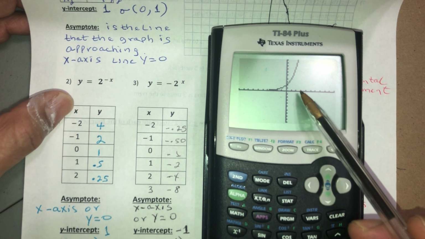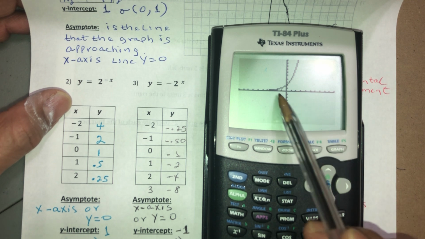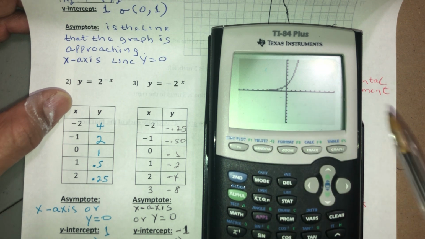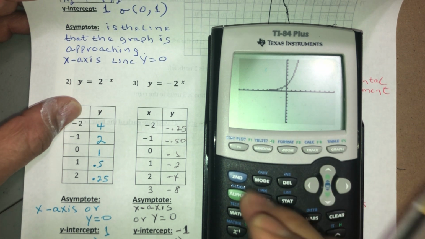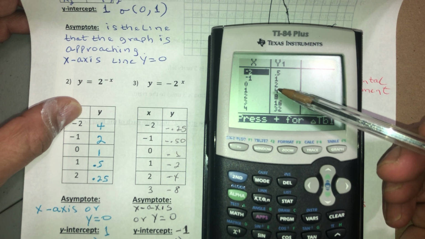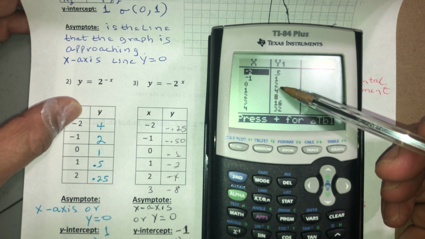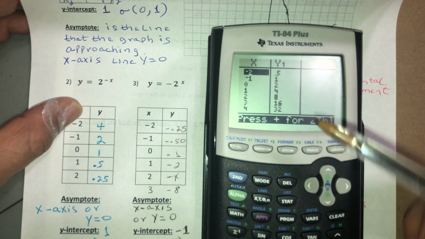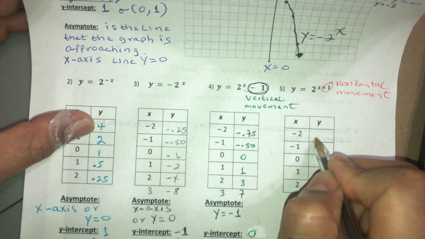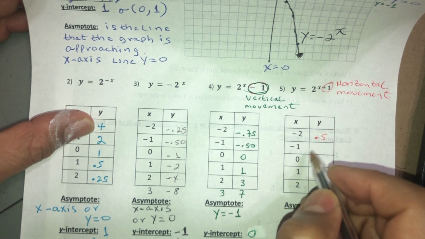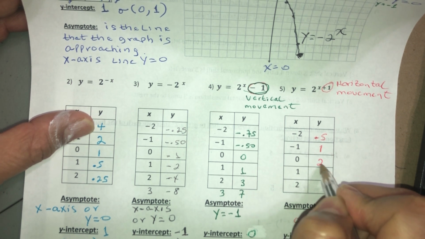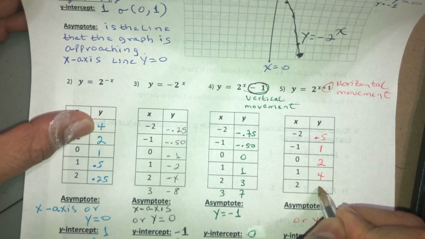You can tell, that's my y-intercept. I don't know what the value is. And this is my asymptote. And you see it's approaching the x-axis, the line y equals 0. So let's go find the values, so I can do my graph. When it's -2, it's 0.5. When it's -1, it's 1. Then when it's 0, it's 2. You see? When it's 1, it's 4. And when it's 2, it's 8. So let's graph those. -2 is 0.5. -1 is 1. 0 is 2. When it's 1, it's 4. And when it's 2, it's 8.